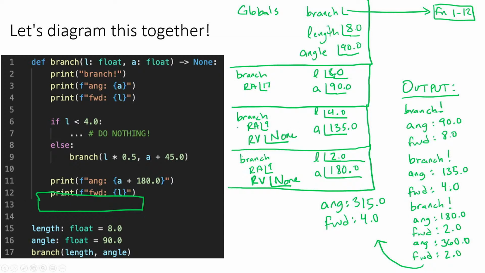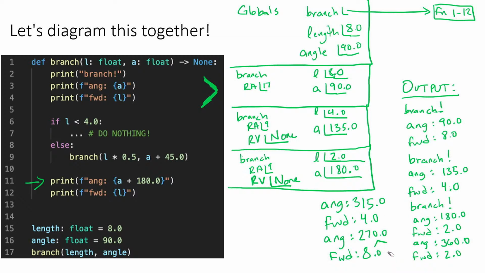Where are we returning none to? Well, that's what our return address is keeping track of. We're going back to line 9. So we're going back to this line. And we just finished this line. But now notice our current frame, the one that's yet to return that we're working in, is this frame for branch, where L is 8 and A is 90. All right? So we just finished that line, and now we reach the print statement for ang again. Ang is A plus 180, so A is currently 90. 90 plus 180 is 270. And forward is 8.0.